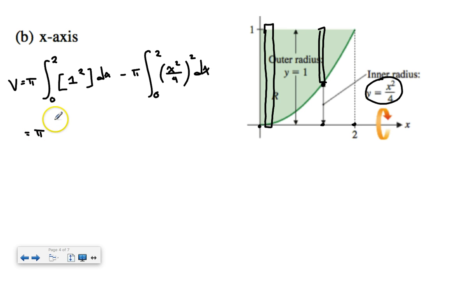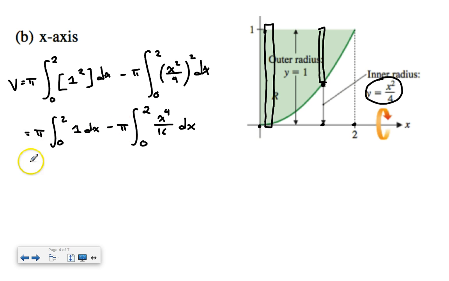Let's clean up the insides of each integral. So this will be from 0 to 2 of 1 dx minus pi times the integral of 0 to 2. And this will be x to the 4th over 16 dx. And then I can combine it back to a single integral. Also, since these share a pi, I would be able to factor out a single pi. So I can rewrite this as pi times the single integral from 0 to 2 of 1 minus x to the 4th over 16 dx.